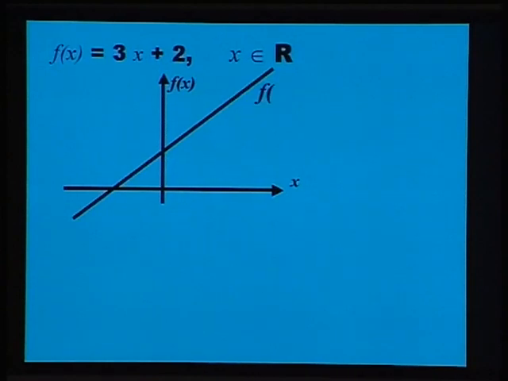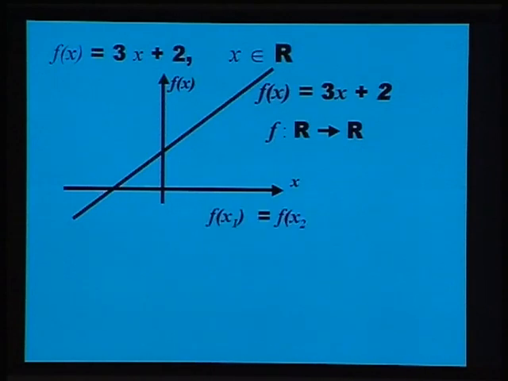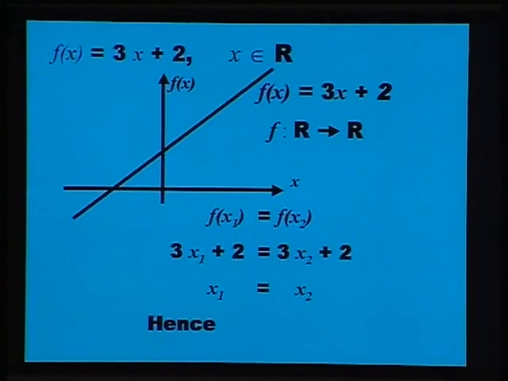So f(x) = 3x + 2, the graph is a straight line, and it is from the set of real numbers to the set of real numbers. Now, to prove whether the function is 1-1 or not, we start by saying let f(x1) = f(x2), which means 3x1 + 2 = 3x2 + 2. And from that we can conclude x1 = x2.